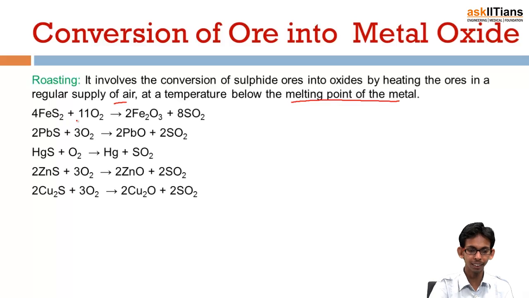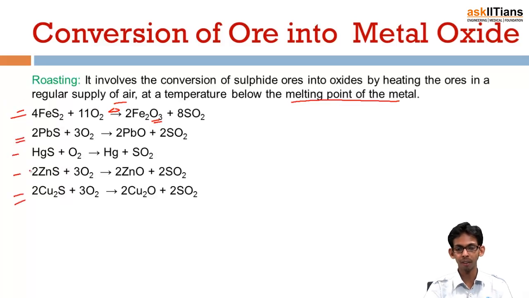And this is how you can see, this is a sulfide ore. When heated with oxygen, it gets converted into oxide. Similarly here you can see all the examples, that sulfides are heated with oxygen, in the presence of oxygen, and they are getting converted into oxide ores.